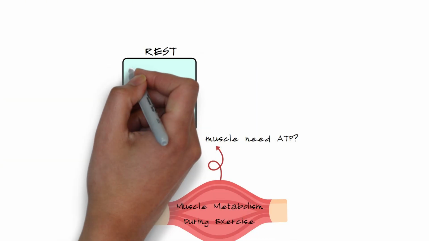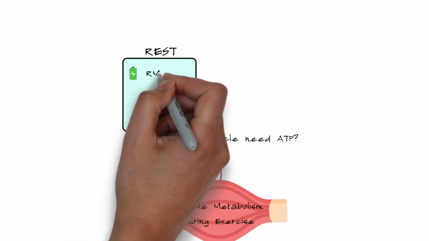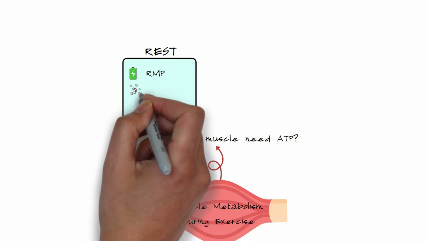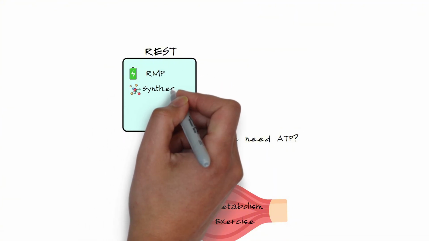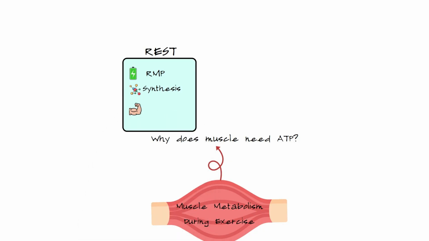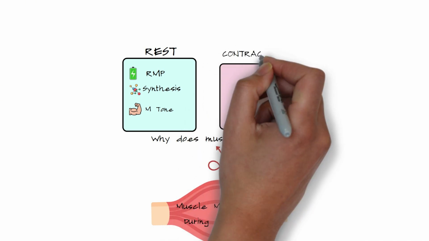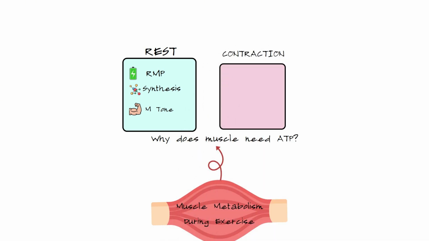During rest, ATP is needed for three main things. First, keeping the resting membrane potential. Second, synthesis of chemical substances. Third, maintaining the muscle tone. What about the contraction? ATP is needed during the contraction for the actin-myosin interaction, or the cross bridge.